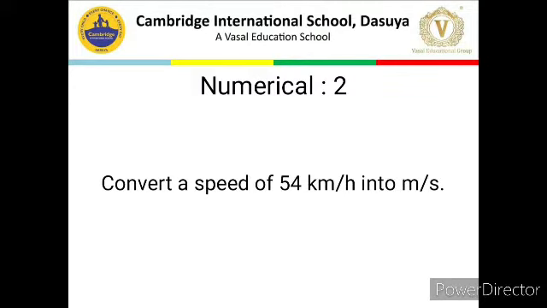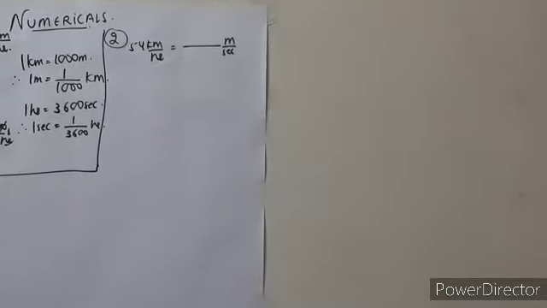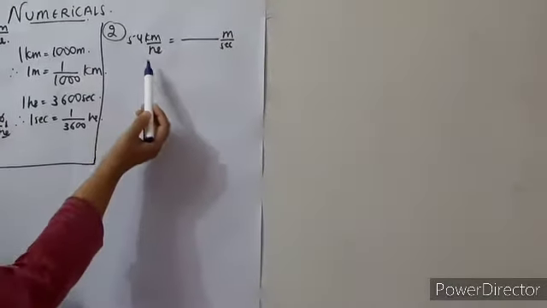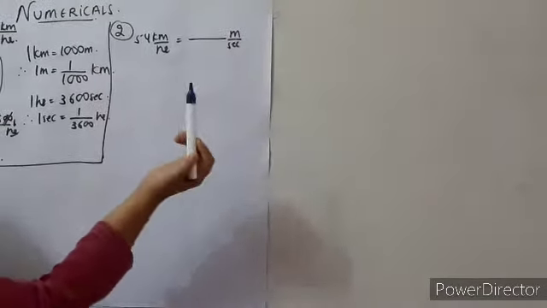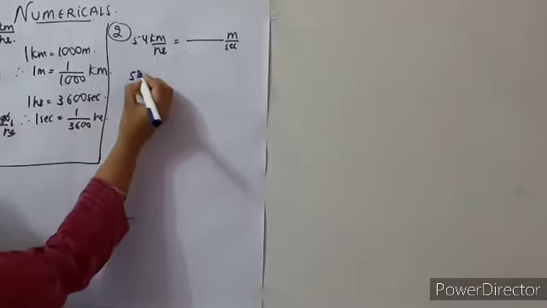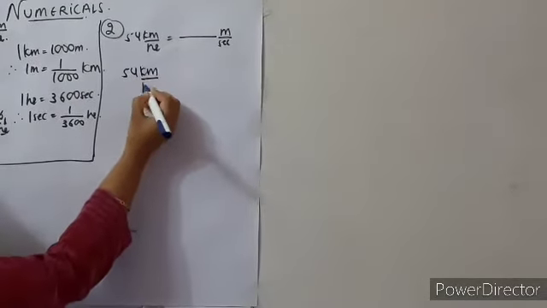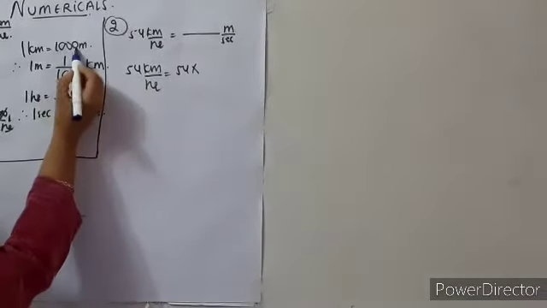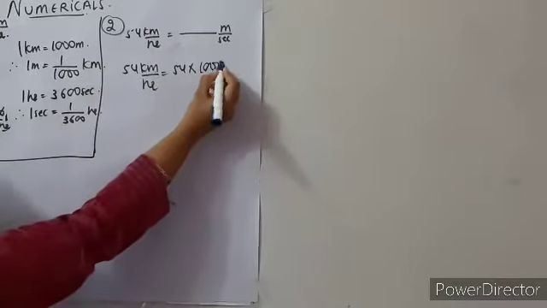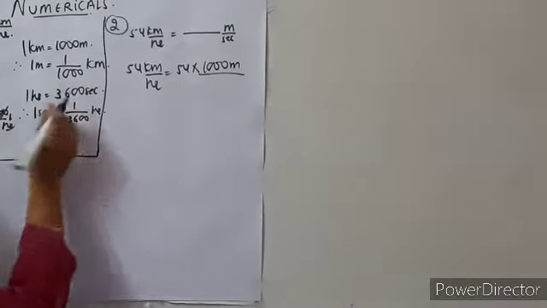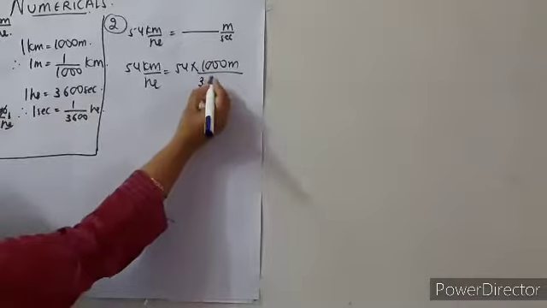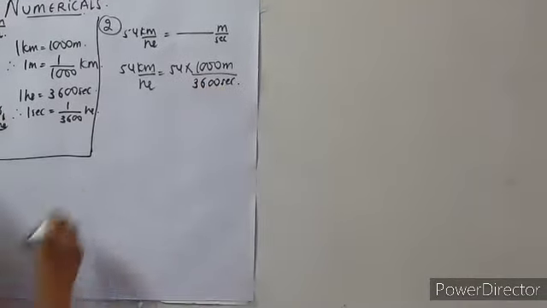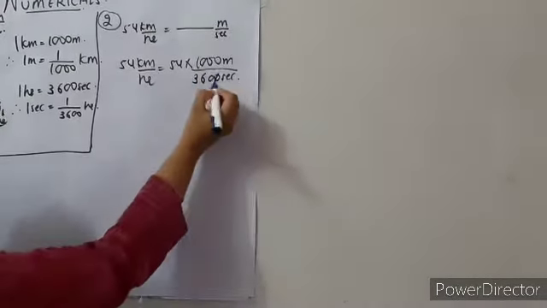Second numerical: convert a speed of 54 km per hour into meter per second. Now in this question, we have 54 km per hour and we have to convert it into meter per second. Now let's do this. 54 km per hour, so 54 multiplied by, in 1 kilometer how many meters? There are 1000 meters. And in 1 hour how many seconds? 3600 seconds.